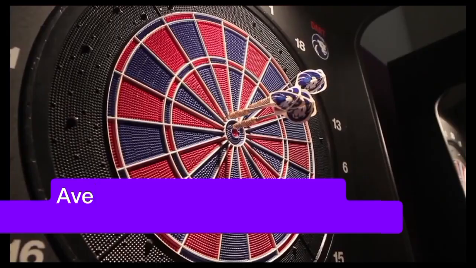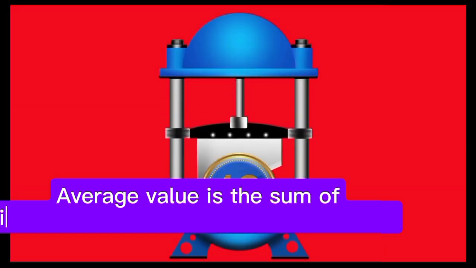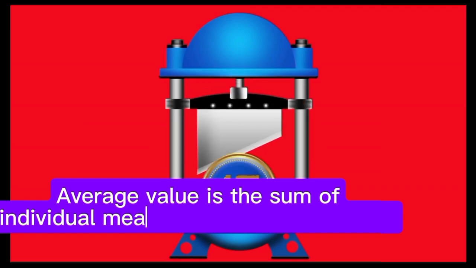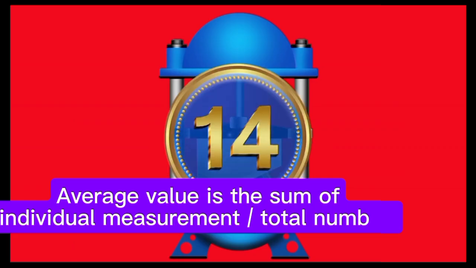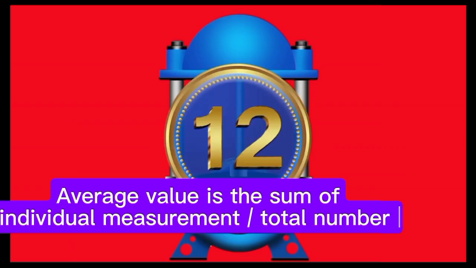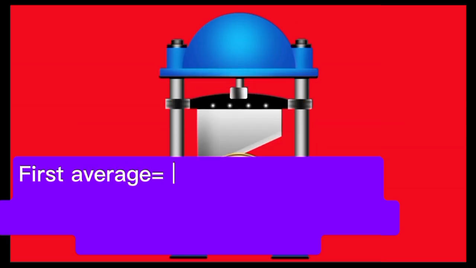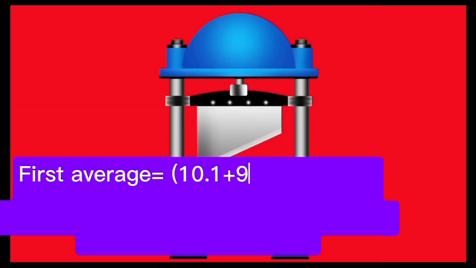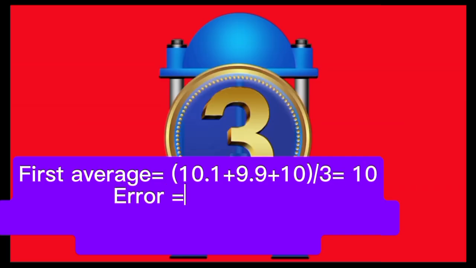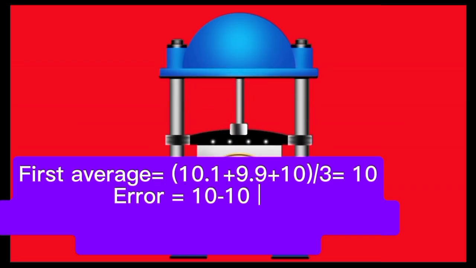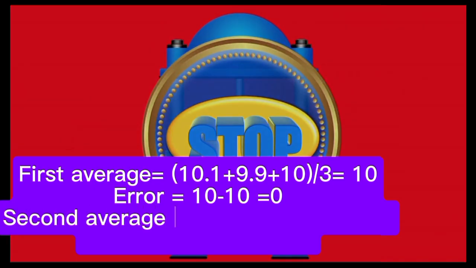For calculating the average value, first we define it. The average value is the sum of individual measurements divided by the total number. The total number for the given results is 3. The first set can be calculated. The average value is equal to 10.1 plus 9.9 plus 10 divided by 3. We get 10. Now calculate the error. Error is equal to the true value, 10, minus the average value, 10, which is equal to 0.